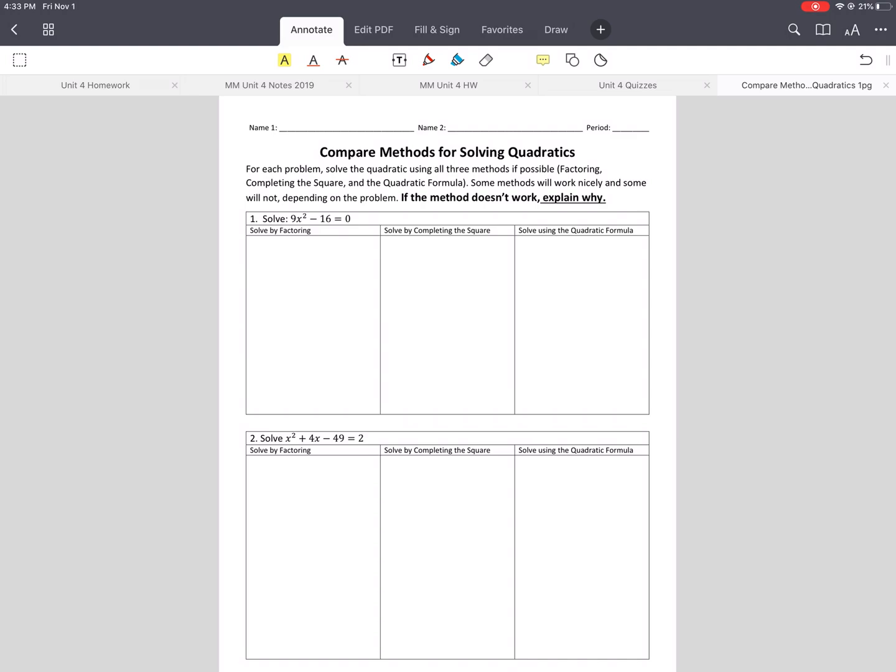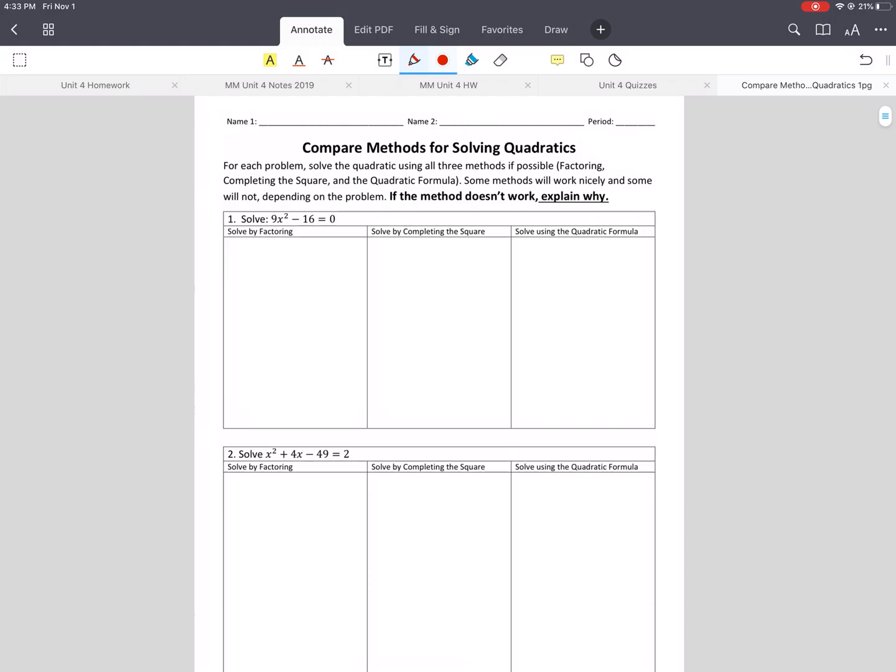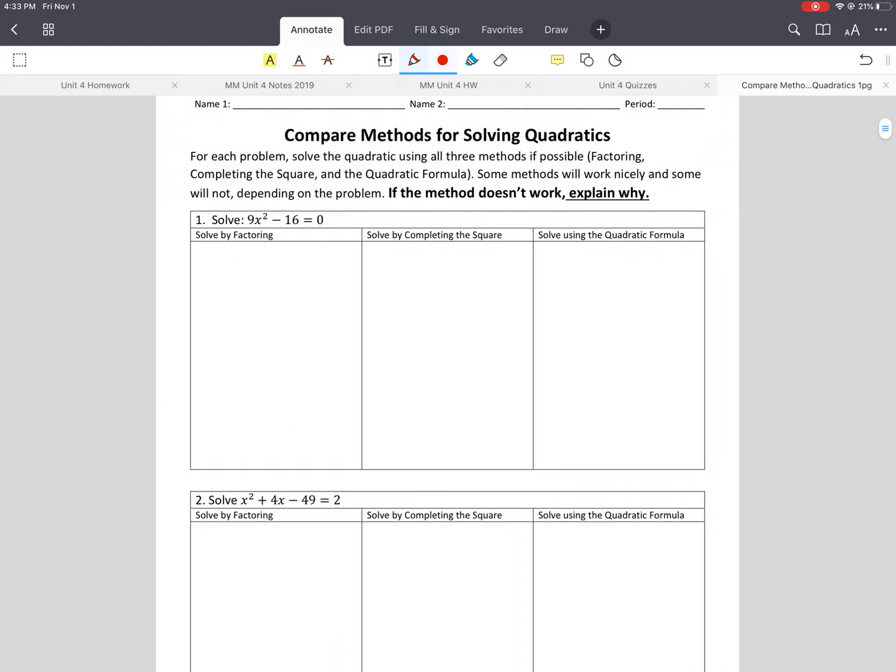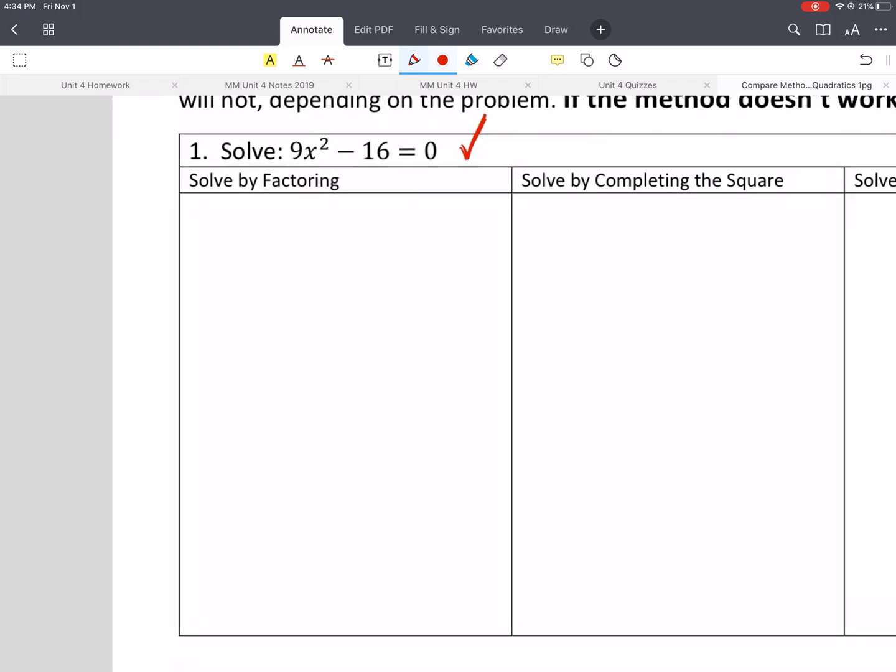All right, so what we're asking you to do is, we have a problem, and I want you to go through using all three methods. But again, if you can't factor within 30 seconds or 60 seconds, go on, okay? And if it doesn't work, I need you to explain why. Okay, so we're just going to go ahead and try to factor.